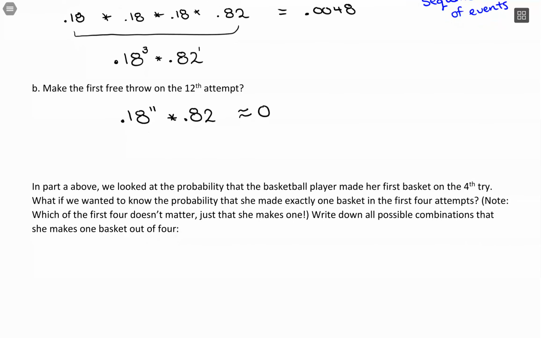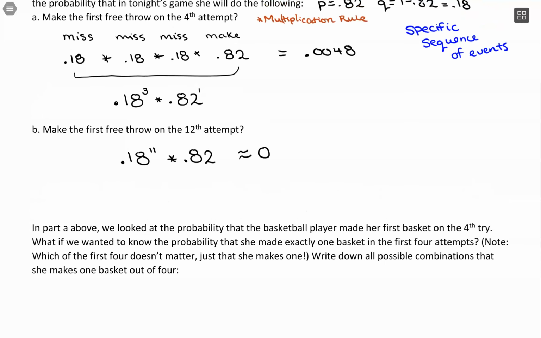So we're going to kind of go back to part A above where it was the scenario of missing 3 and then making it on the 4th attempt. What if we just say she's shooting the ball 4 times? So shooting the ball 4 times, what's the probability she makes exactly 1 basket in those first 4 attempts? So it doesn't have to be this specific scenario of part A of her making it on the 4th attempt. She could have made it on the 1st. She could have made it on the 2nd or the 3rd or the 4th. We'd have these different scenarios coming through, so the probability would change because there's different ways that can happen.